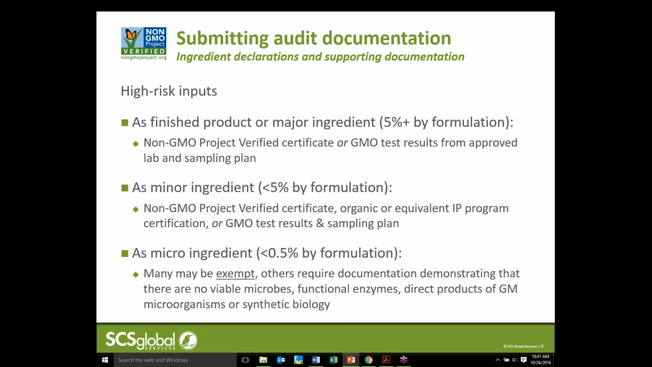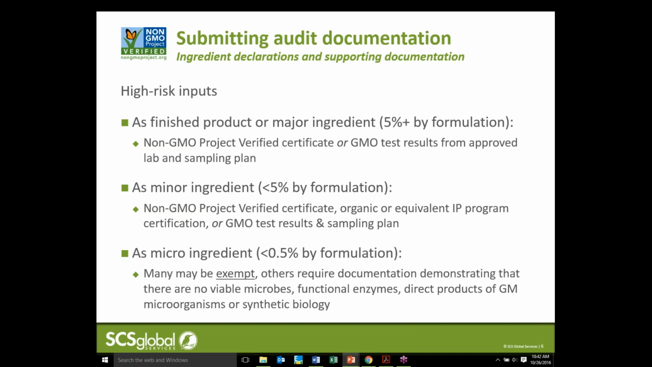The Non-GMO Project standard requires that participants use, when they are available, Non-GMO Project Verified forms of high-risk inputs. That makes the production and the evaluation process much easier for a formulator, say, because high-risk inputs have already been vetted and have already been approved and can basically be reclassified as low risk, being that they've already completed an audit for the input. If verified forms of high-risk inputs are not available, compliance is demonstrated as is shown here.